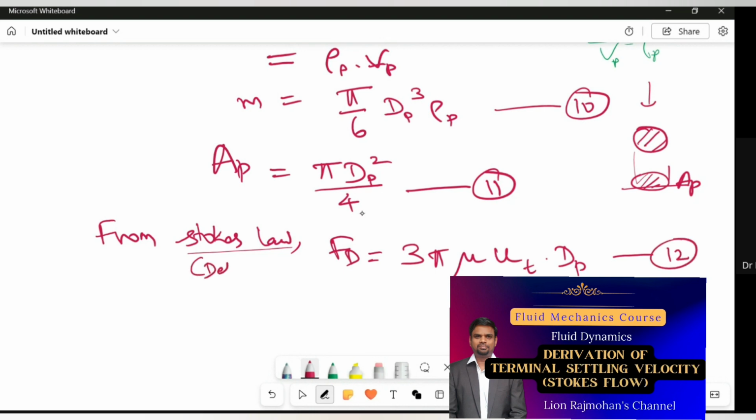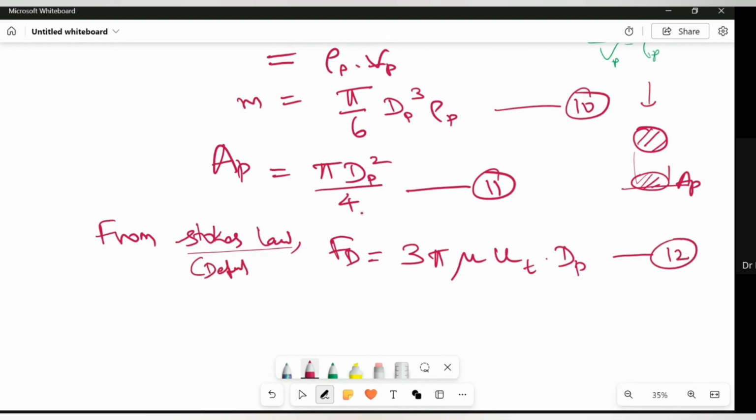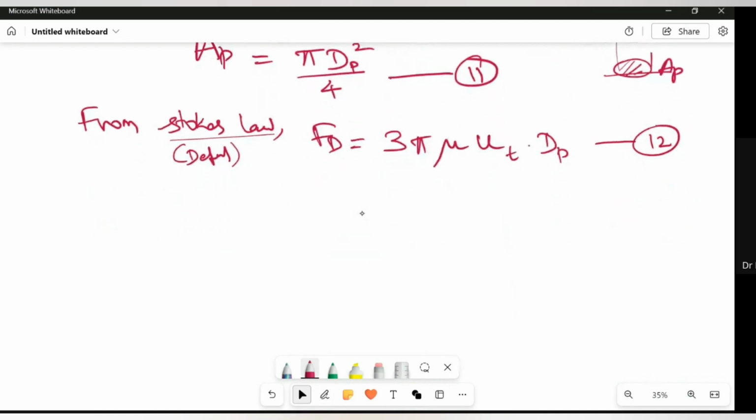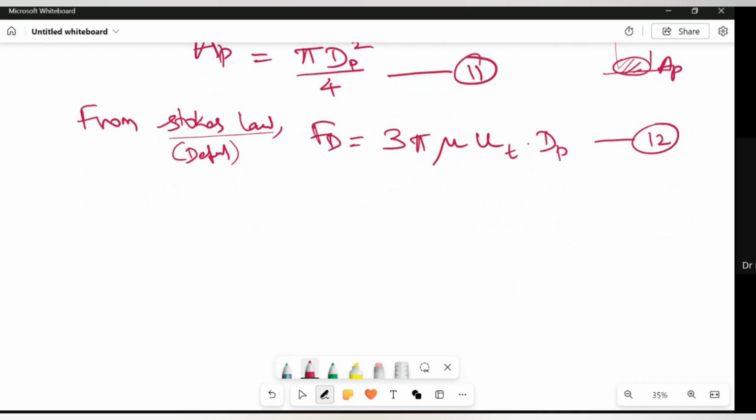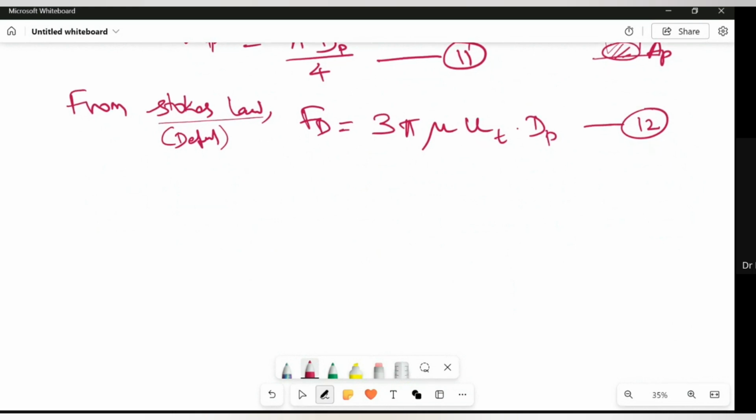This is again by definition. There is another law called Einstein approach, so they define differently. Here we use Stokes definition. We have this equation. We have the definition of FD here, AP here, so we can substitute that in the equation, right? We are going to complete the derivation here now.